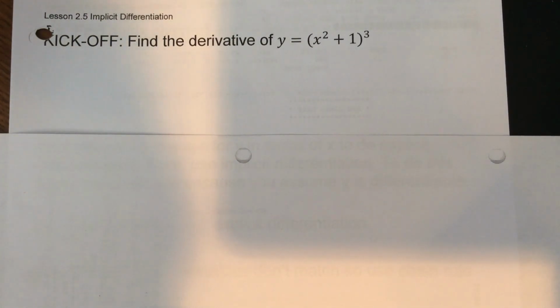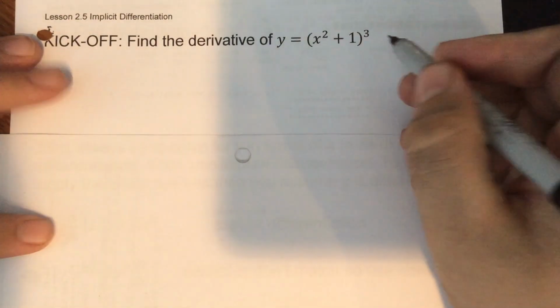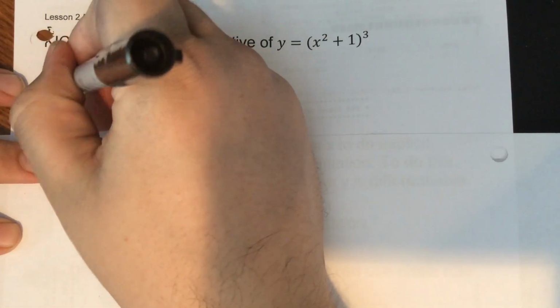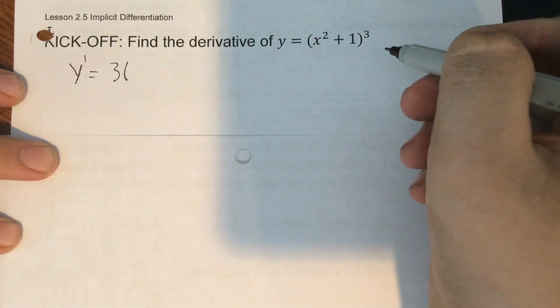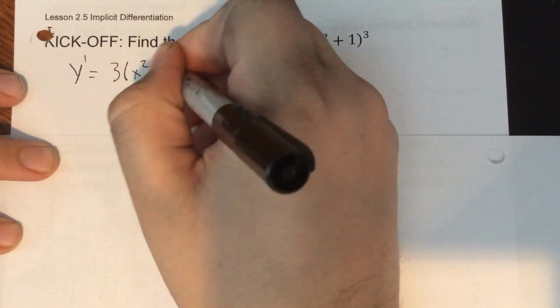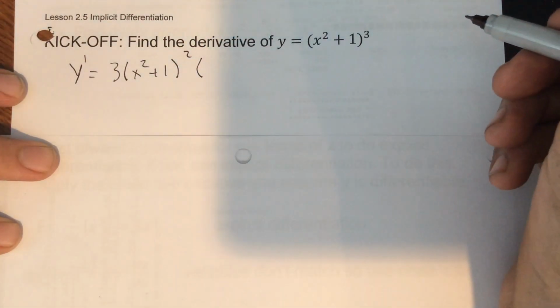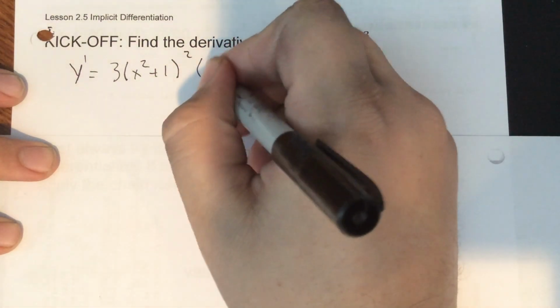Starting with the kickoff here, we have y equals (x squared plus 1) to the third. So we have to do chain rule here. So the derivative of the outside is where we're going to do the power rule with the 3. So y prime will go to 3(x squared plus 1) squared. And then the chain rule part kicks in. We have to do the derivative of the inside, which would be a 2x.